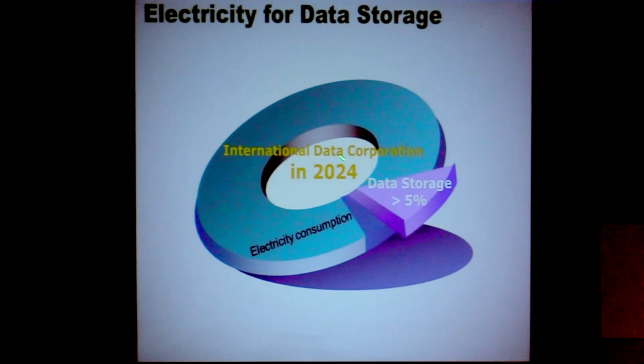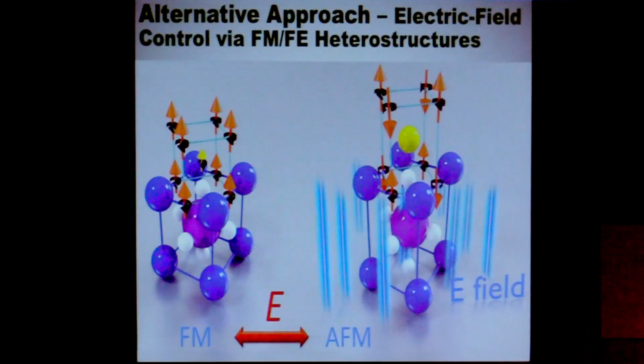Actually, according to the International Data Corporation, in 2024, that means around 5 years from now, the total electricity consumption for data storage will be more than 5% of the electricity of the entire society. That's actually quite a lot. There are also alternative approaches which could avoid this current. For example, we can use an electric field.